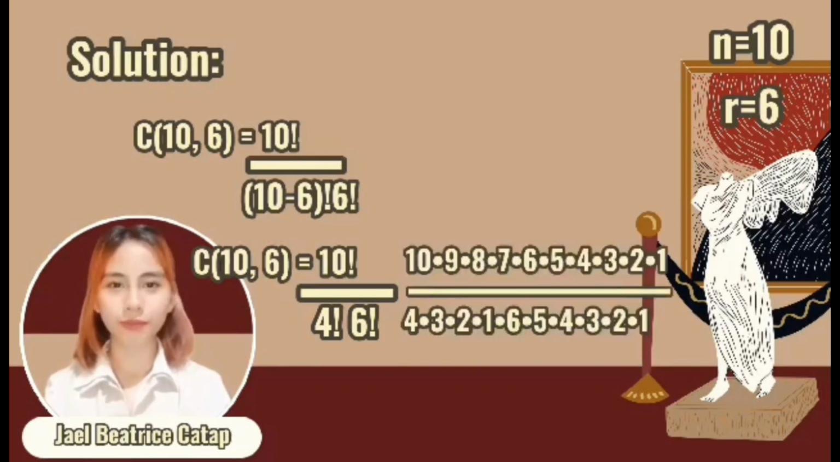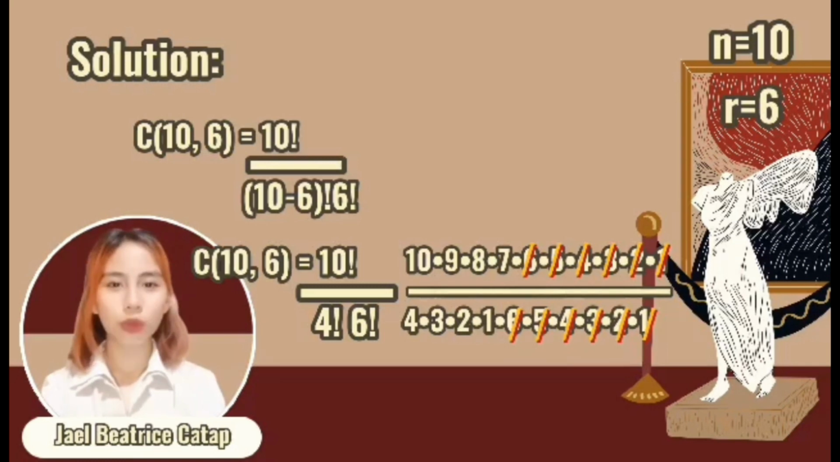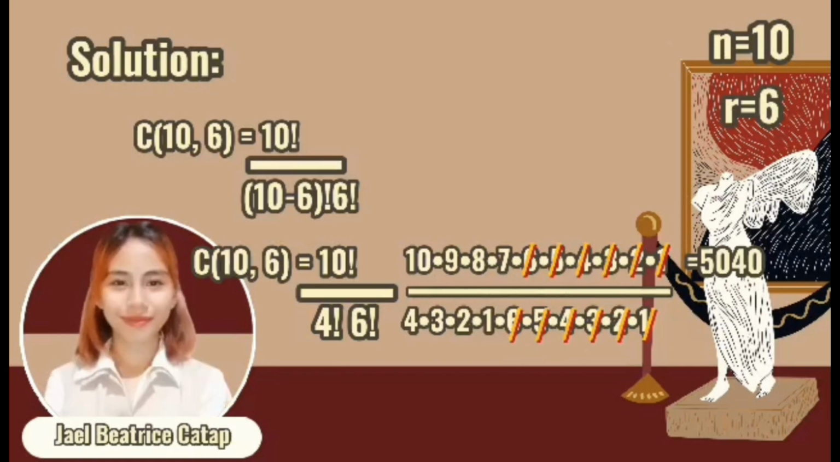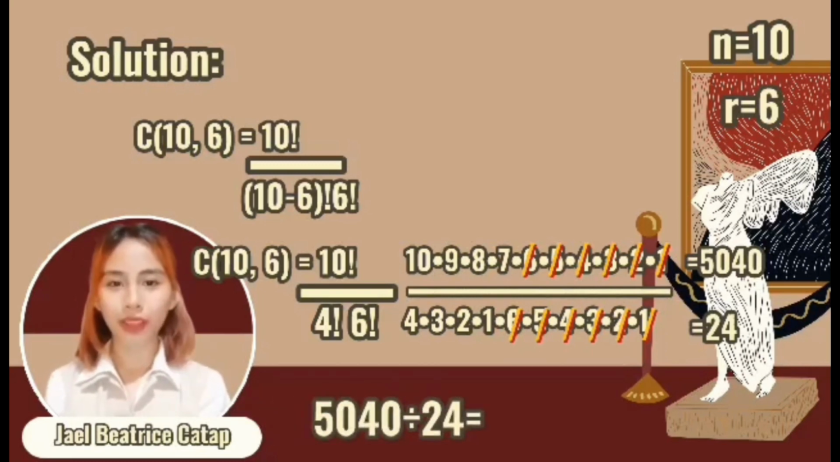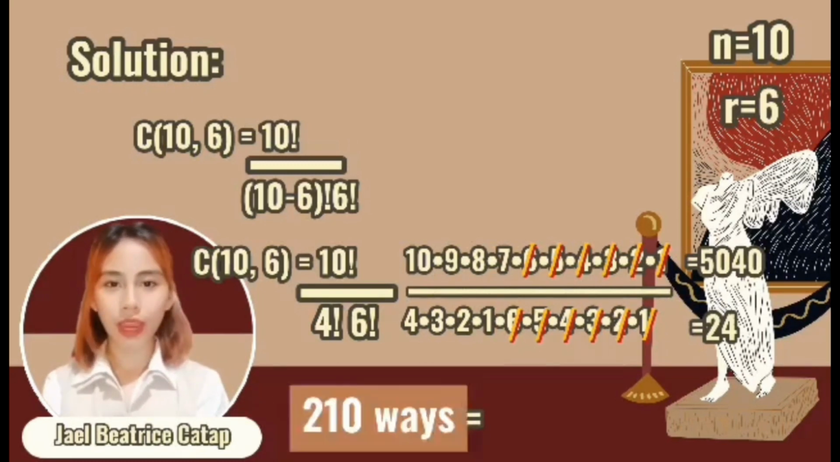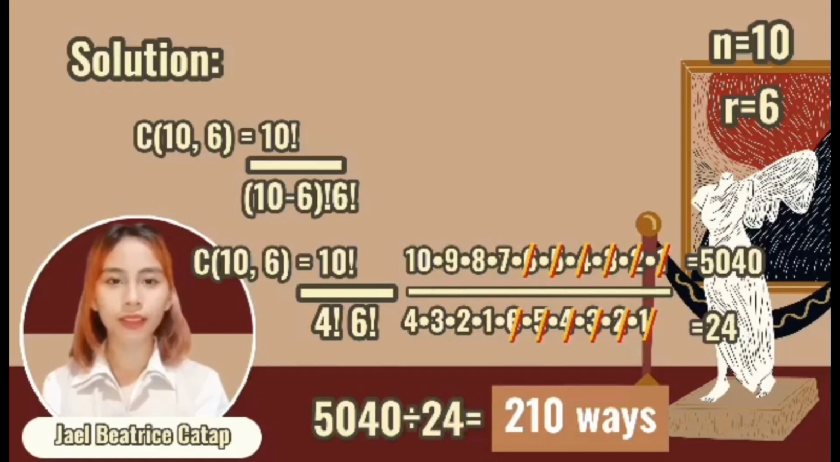After that, we will cancel the values of 6 factorial in the numerator and denominator. So, we will have 10 times 9 times 8 times 7 and 4 times 3 times 2 times 1. And then, we will multiply 10 times 9 times 8 times 7 is equal to 5040. Then, 4 times 3 times 2 is equal to 24. Lastly, divide it. 5040 divided by 24 is equal to 210. So, we have 210 ways.